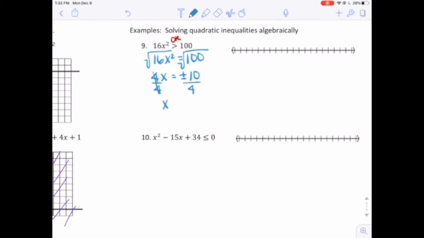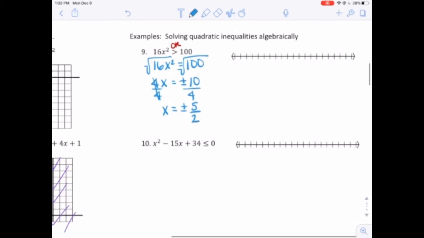And so I'm going to get x is equal to plus or minus, and I want to go ahead and simplify 10 over 4. I noticed that I could divide both of those by 2 and get 5 over 2. So those are my critical values. These are not my answers. They are my critical values on a number line.